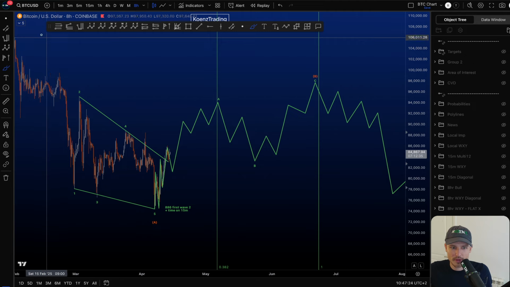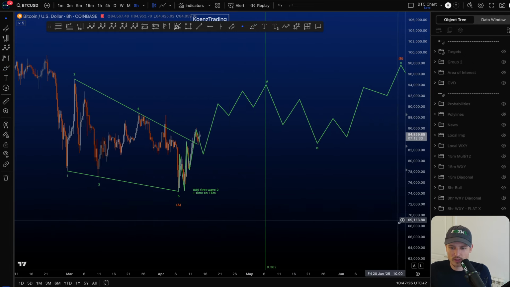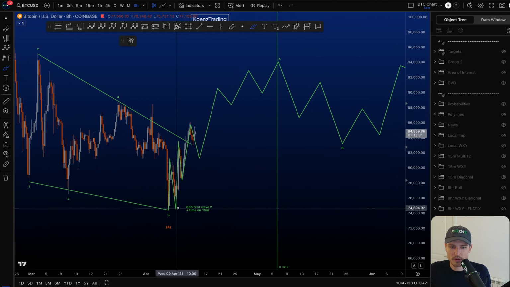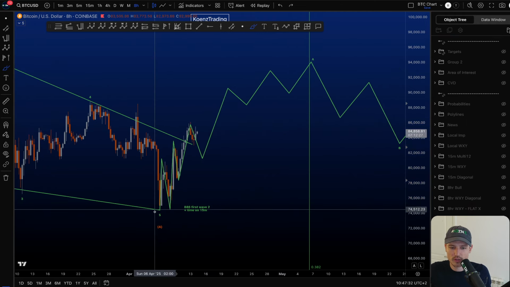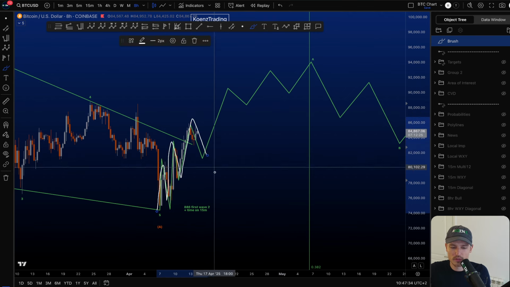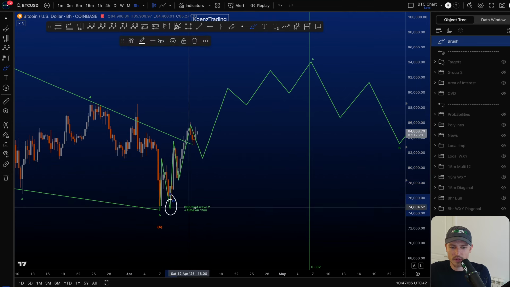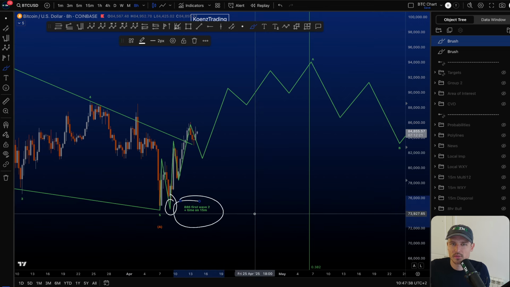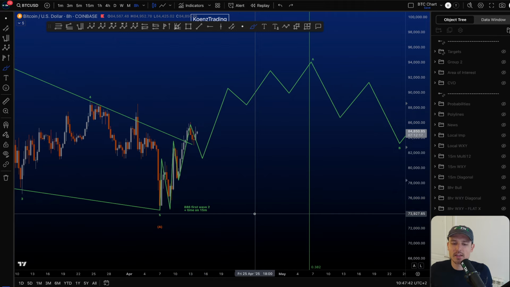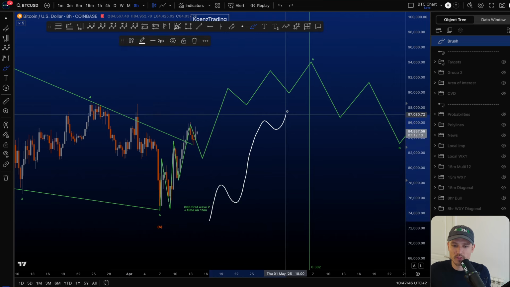Now the probabilities for this scenario are mainly affected by the structure to the upside here. In a multi 1-2, 1-2, 1-2, another 1-2 of course, the first wave 2 touched the 886, which for an impulsive structure is very, very rare. And I'm talking about a 5-wave impulsive structure, 1, 2, 3, 4, 5.